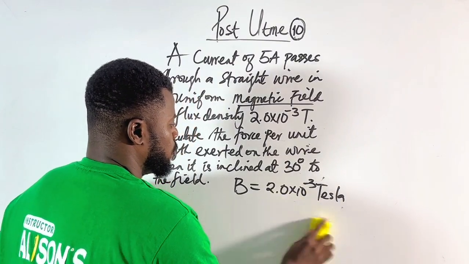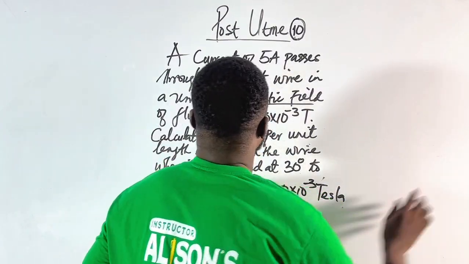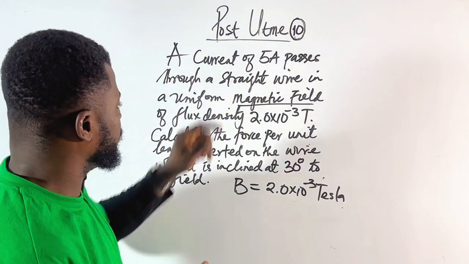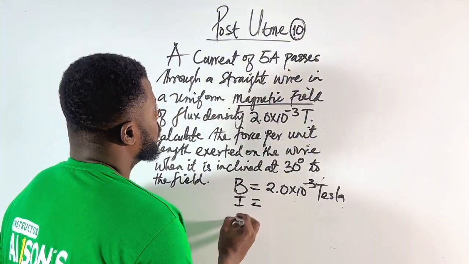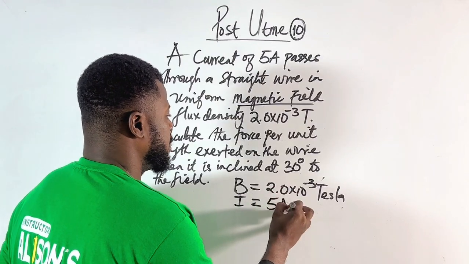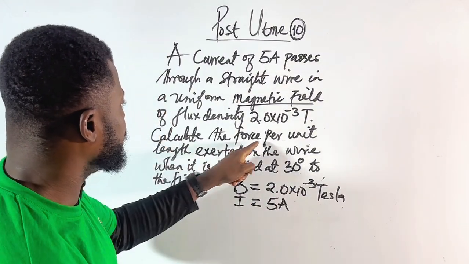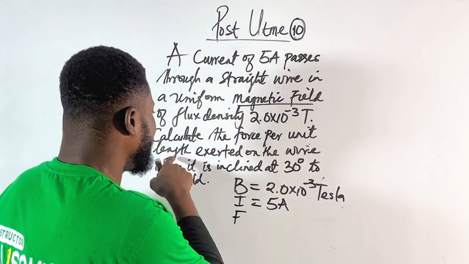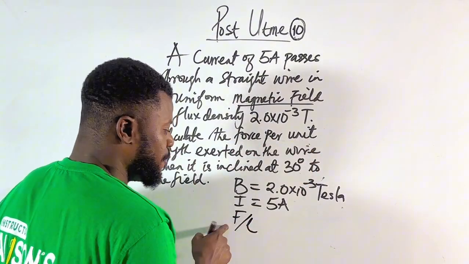So now be this B. Wetin again wey dem give? Current I will be equal to 5 ampere wey dem give you. Calculate the force. They say we calculate force, not only force, but force per unit length. See am here, F over L.